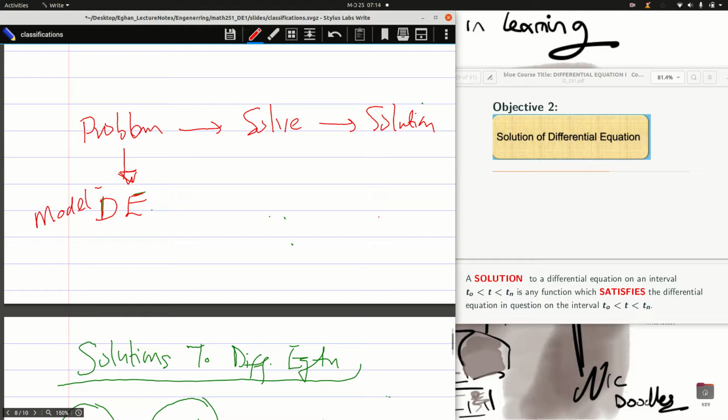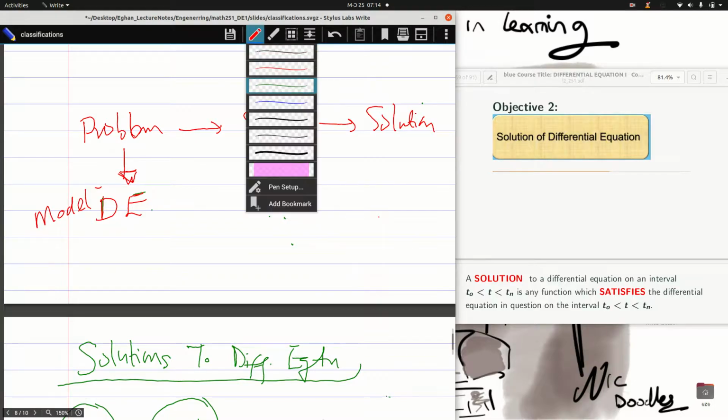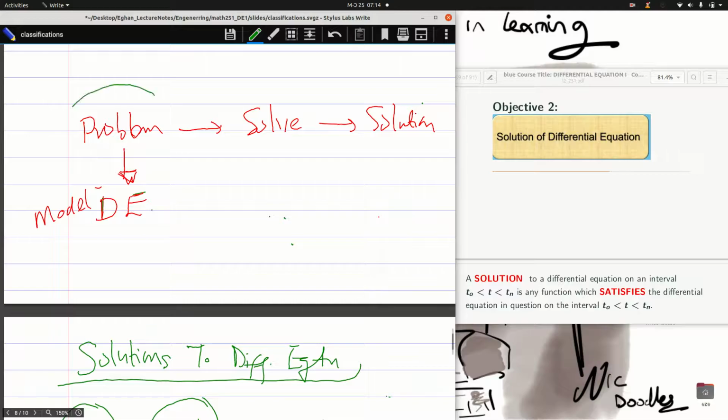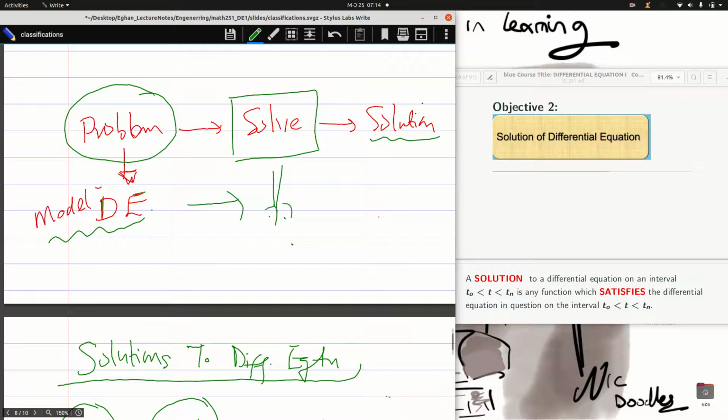A lecture series on differential equations. We established some intuitions: if I have a real life problem, you have to solve the problem to obtain a solution. We also established that we can model the real world problem using a differential equation. In the same way, you have to solve the differential equation and obtain a solution.